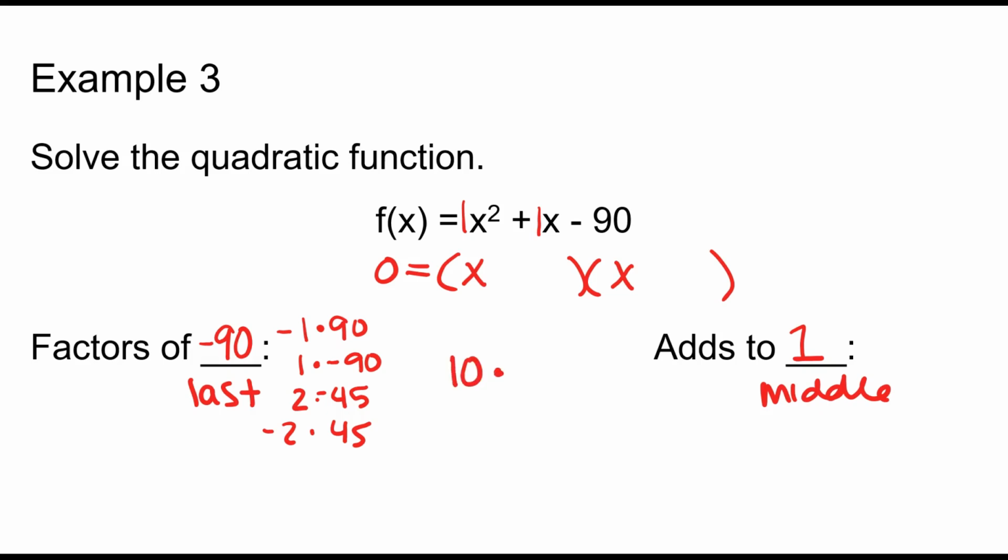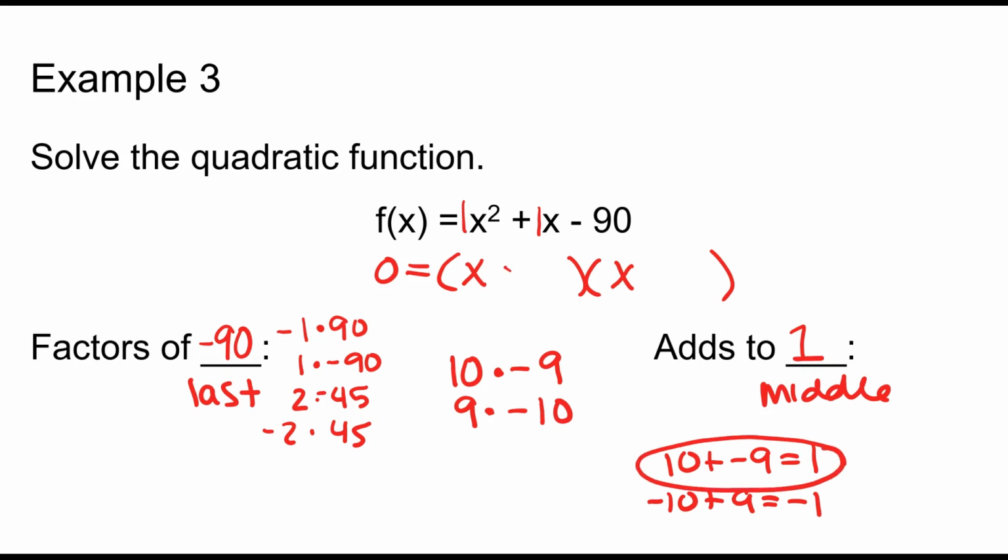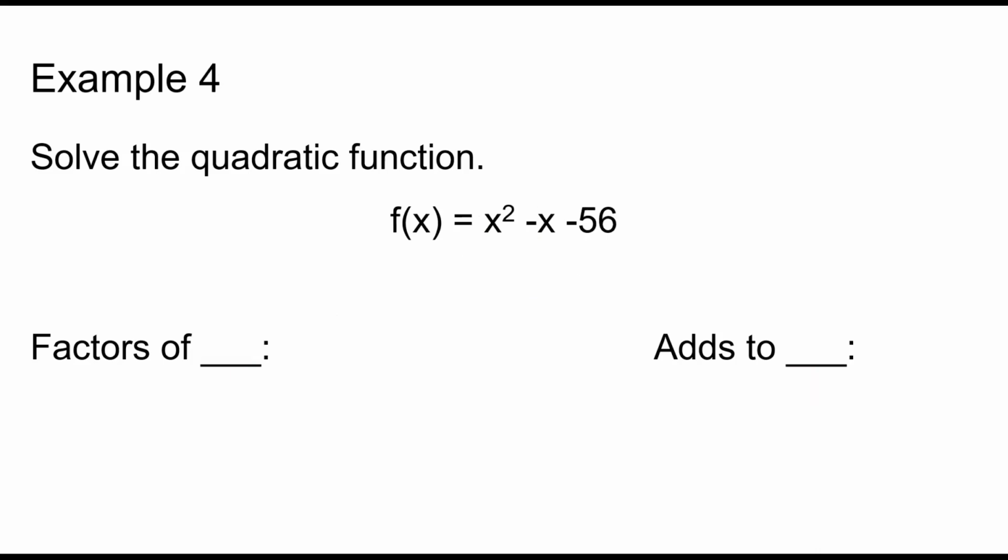So we're down to 10 times negative 9 and 9 times negative 10. So be careful here. 10 plus negative 9 equals 1, and negative 10 plus 9 equals negative 1. We want the positive one, so it's going to be plus 10 minus 9, and the zeros will be negative 10 and positive 9. Last one together, 0 equals, we want factors of the last number that multiply, put those ones, to that middle number.